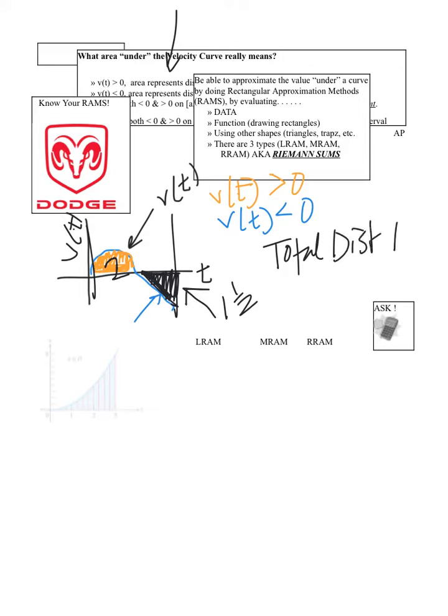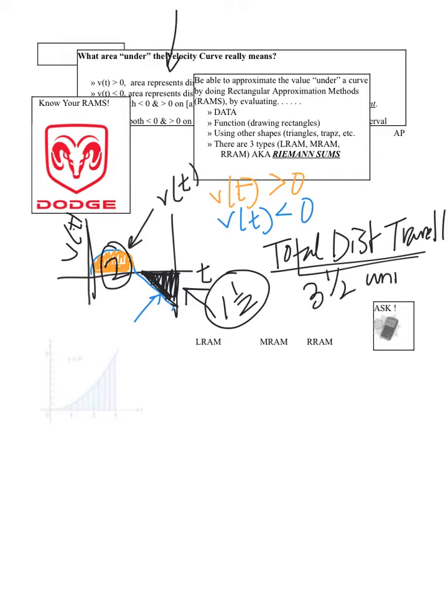Now, if I want to know the total distance that the object traveled, I don't care which direction it went in. I know that it went 2 units this way, and I know that it went 1.5 units this way. So in terms of how far the object was traveling, it traveled for a total of 3.5 units.